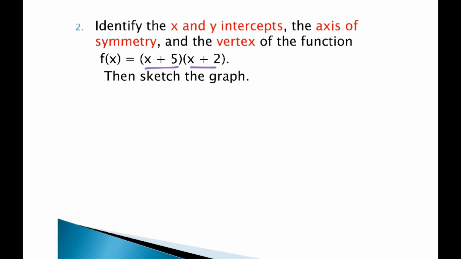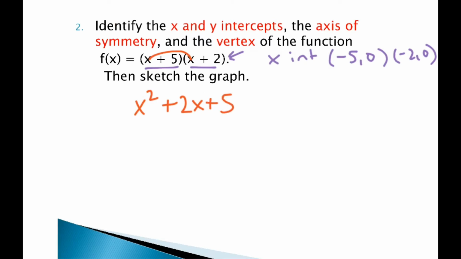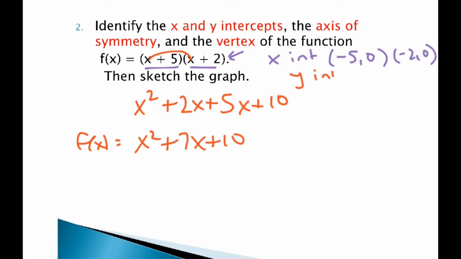So given this equation, first of all, the x-intercepts, because of the format that it's in, are really easy. So the x-intercepts are going to be negative 5, 0, and negative 2, 0. Now to find the y-intercept, I'm going to have to multiply it all together so I can find the y-intercept. So I'm going to go ahead and FOIL that. So I'm going to have x squared plus 2x plus 5x plus 10. And so that's x squared plus 7x plus 10. Okay, so that is going to tell me my y-intercept. So my y-intercept is 0, 10.